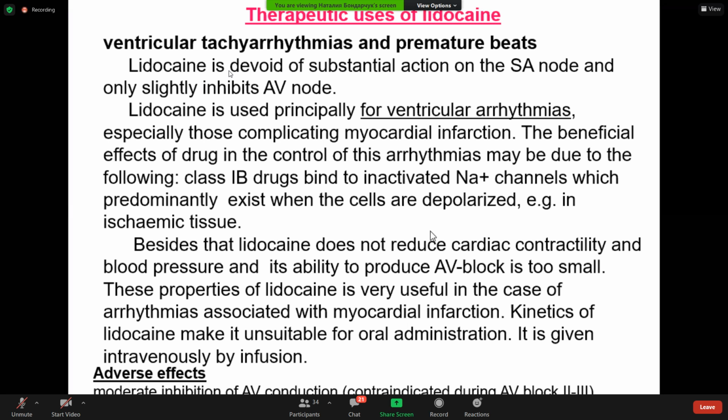Besides that, lidocaine does not reduce cardiac contractility, which is also a beneficial effect if we use it to treat ventricular arrhythmias on the background of myocardial infarction, because infarction by itself is characterized by cardiac contractility reduction. And if we add an antiarrhythmic drug with a decreasing action on cardiac contractility, it will not help.